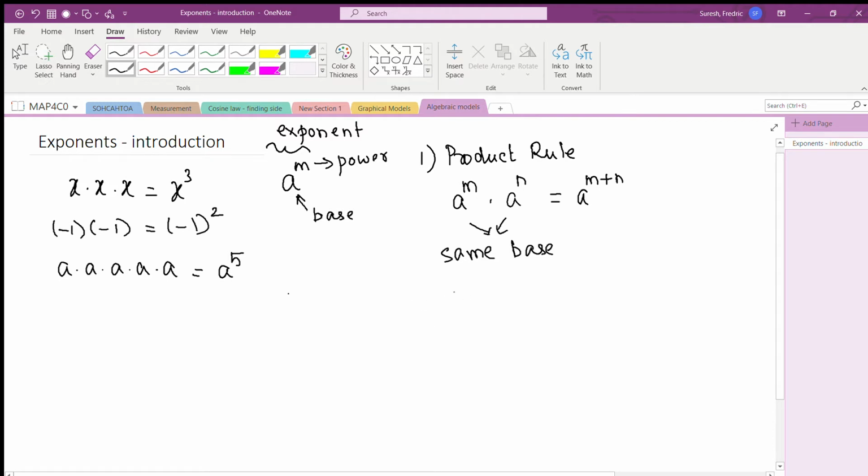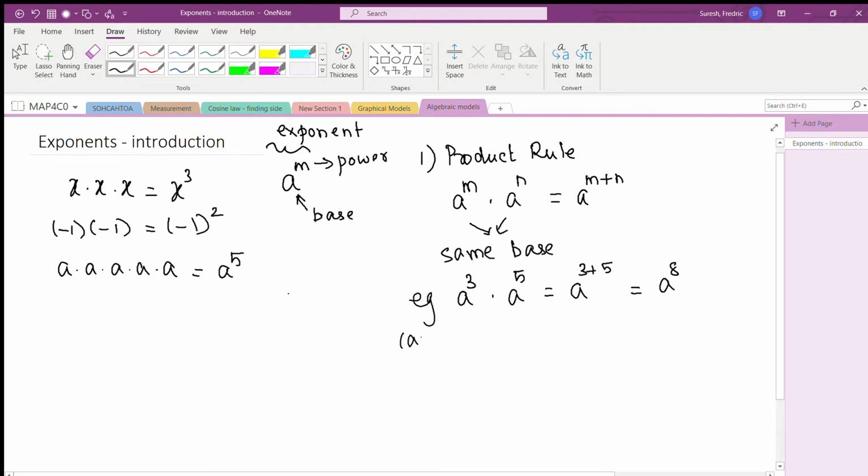Example, if I have a to the power of 3, and I'm multiplying that by a to the power of 5, then I go a to the power of 3 plus 5, and I get a to the power of 8. So when we are multiplying two exponents, we add the two powers. This works if the exponents are positive, negative, or even if it is 0. Now let's see why this is true.